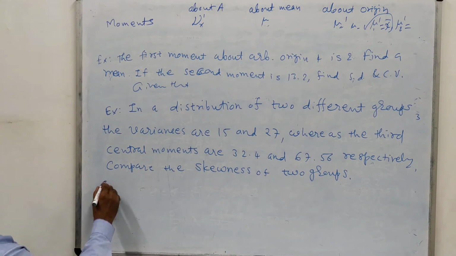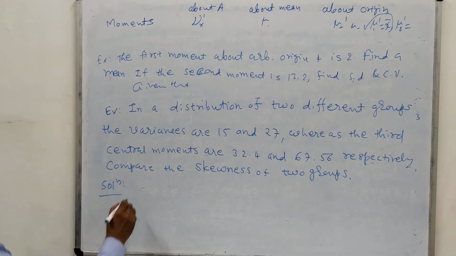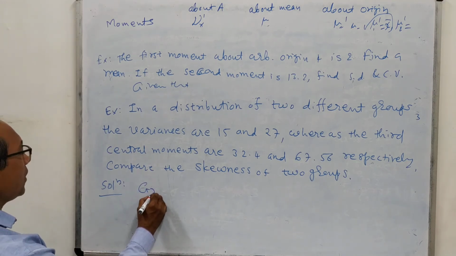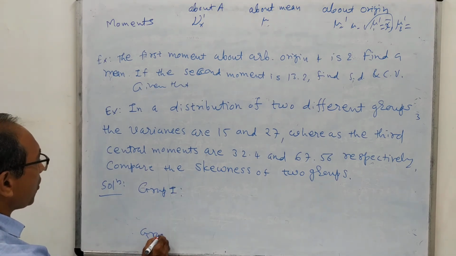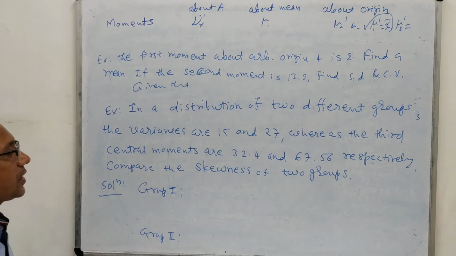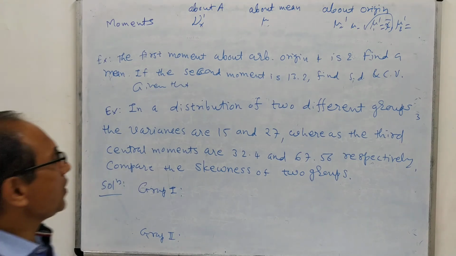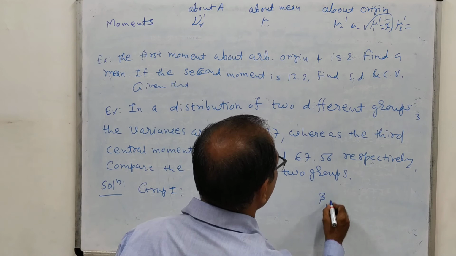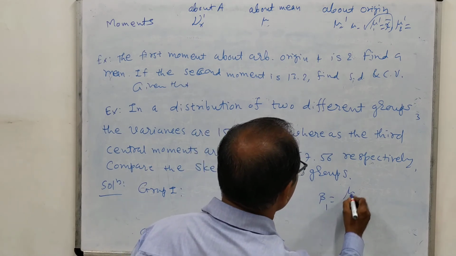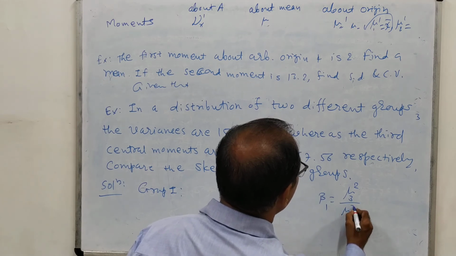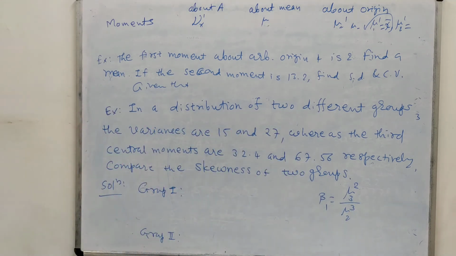So in the solution I am giving you the hint only. First of all, you note down the data. That means here we have to find the skewness for the two groups. So you can find out for group 1 and for group 2 separately, everything that is required. And skewness is beta 1, and this we have already noted. Skewness was mu3 square divided by mu2 cube. So here you will require the values of mu2 and mu3.